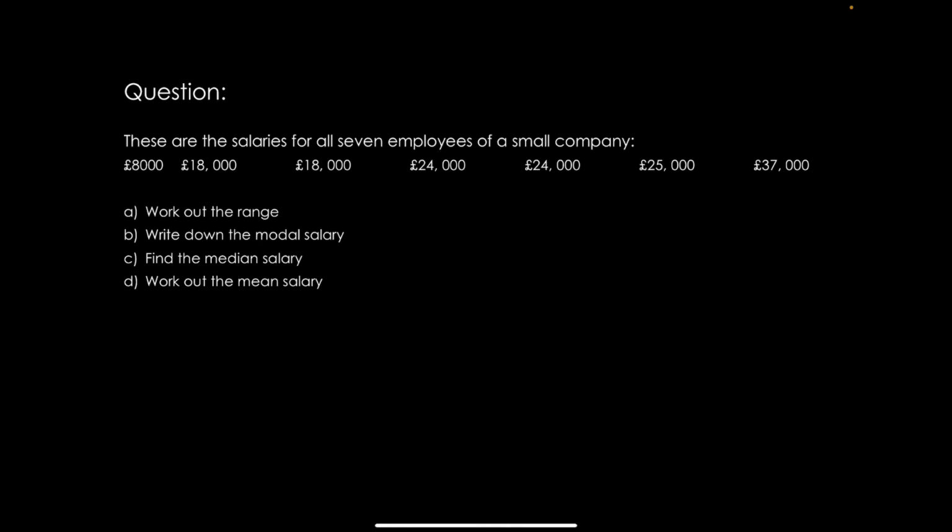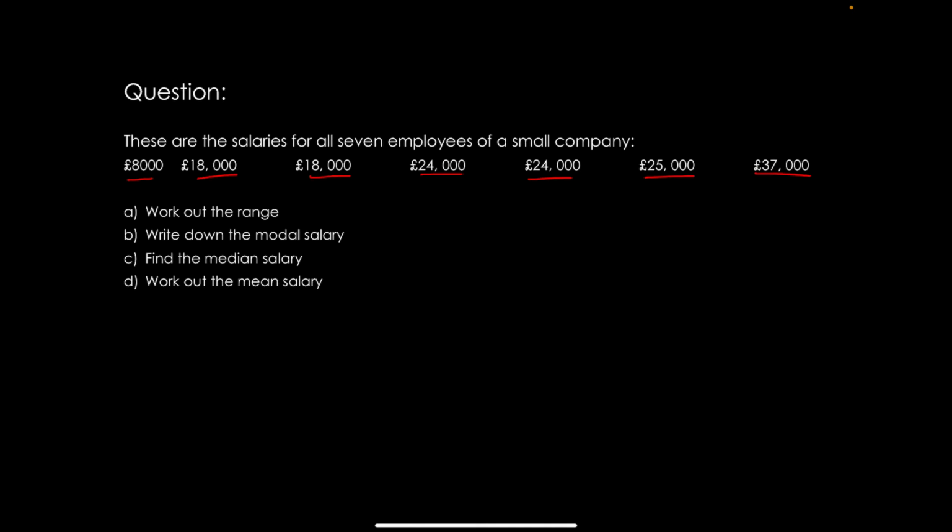Now then, I've just got a question here. If you'd like to pause the video and have a go at this, then go ahead and do that now, and then we'll go through the answers. Okay, if you've had a go at that, we've got some values here. We've got 8,000, 18,000, 18,000, 24,000, 24,000, 25,000 and 37,000. Luckily for you, you might have noticed that they're already in order of size from smallest to biggest, which is lovely. We don't have to do much there. The first question asks us for the range.